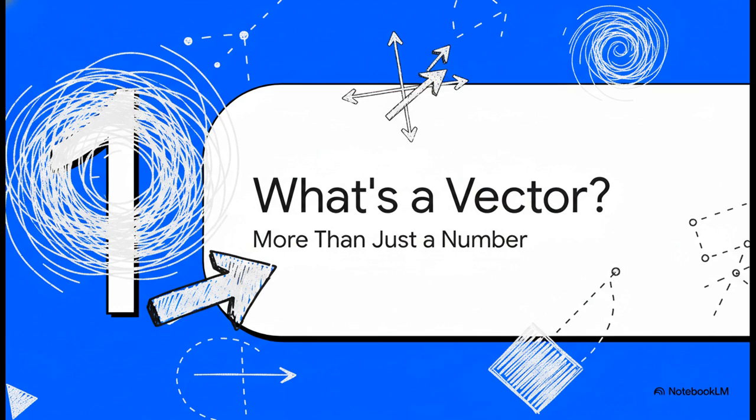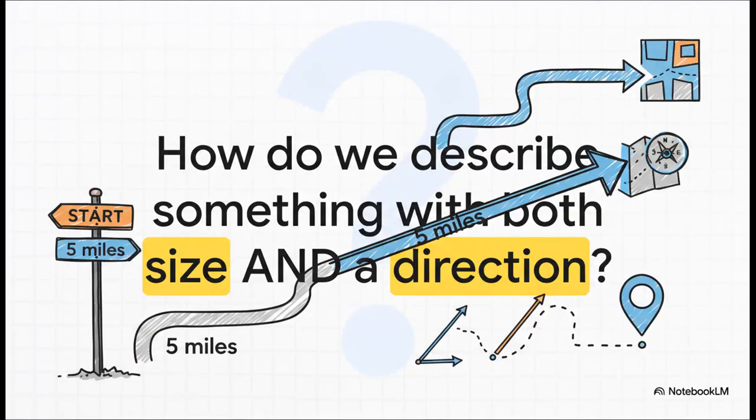All right, let's dive into section 1. What exactly is a vector? Now, it might sound complicated, but trust me, everything we're about to do starts with one really simple, powerful idea, and it's so much more than just a number. I mean, think about it. If I told you to walk 5 miles, what's the first thing you'd ask? 5 miles where, right? Without a direction, that number is almost useless. You're missing like half the story.